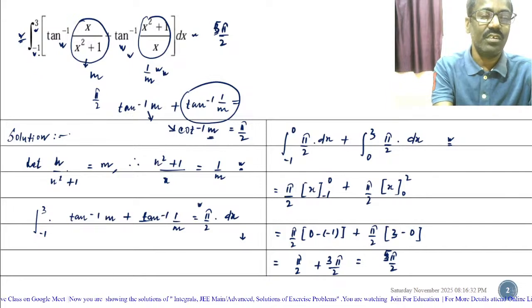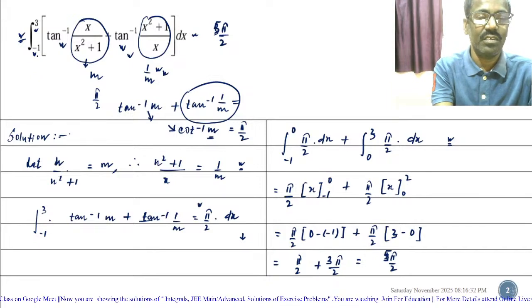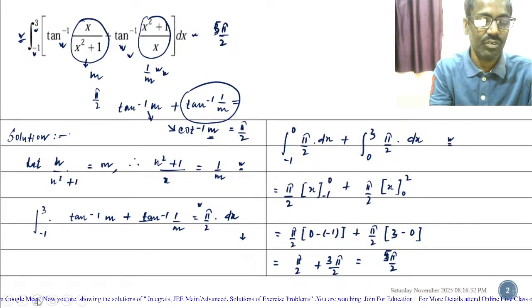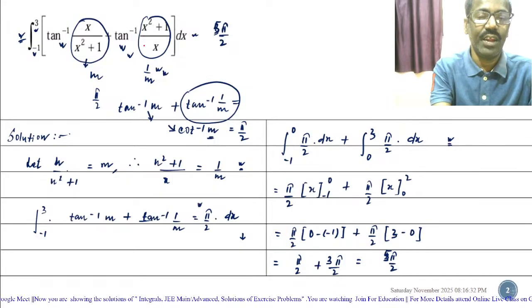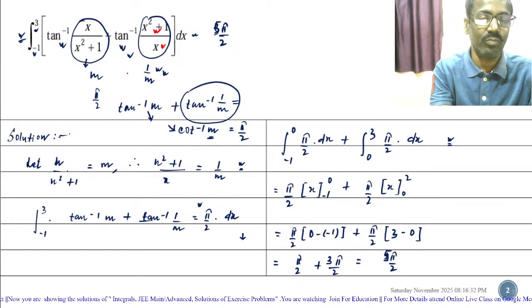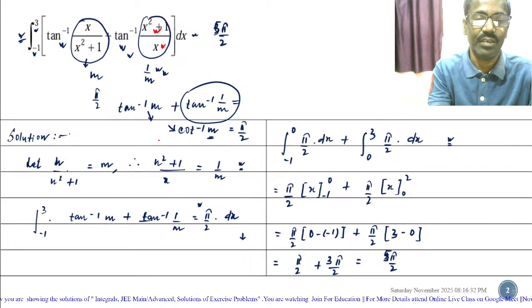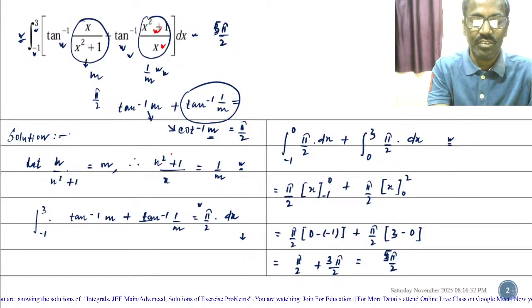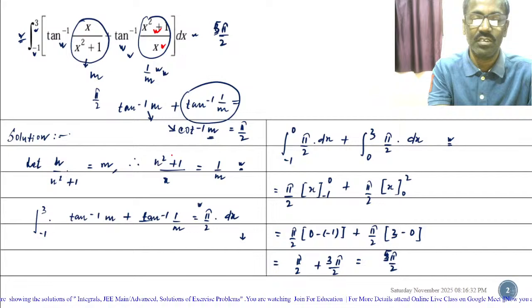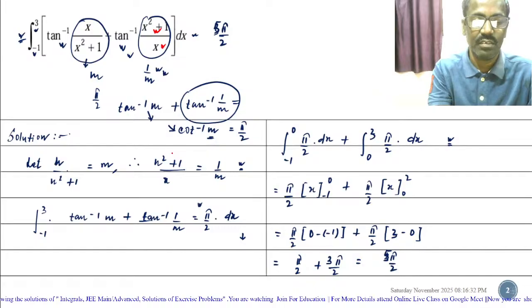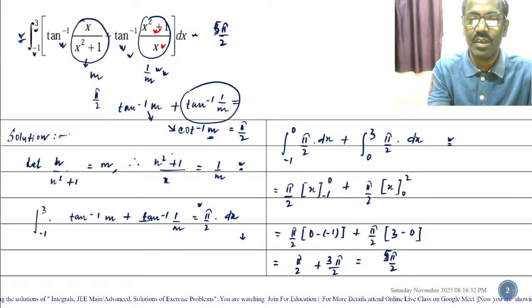So once again, the definite integral of tan inverse of x by x square plus 1 plus tan inverse of x square plus 1 by x equals pi by 2, and the lower limit is -1 and the higher limit is 3. If you have any problem to understand the explanation, without any hesitation, write in the comment box. I will try my level best to clear your doubt.